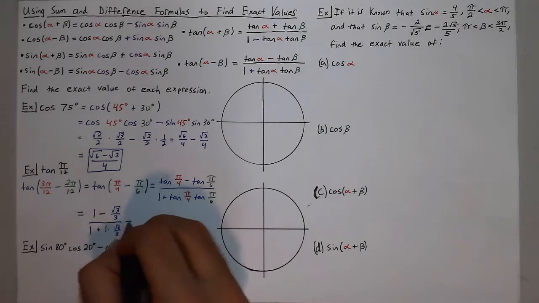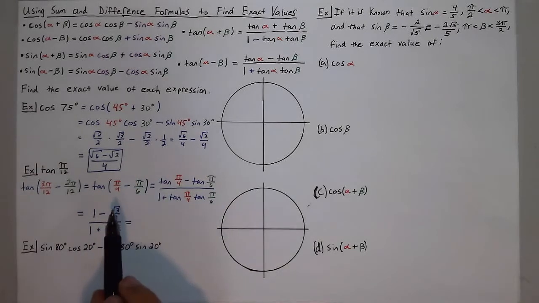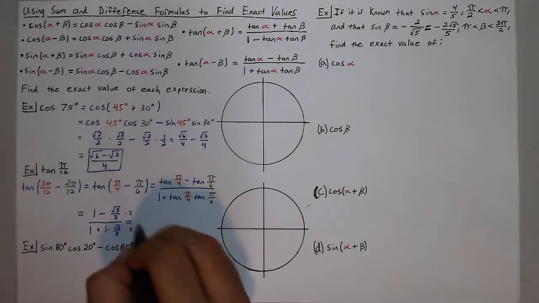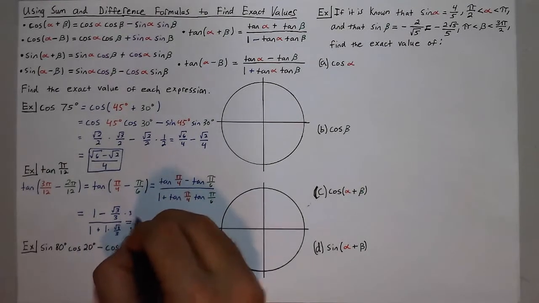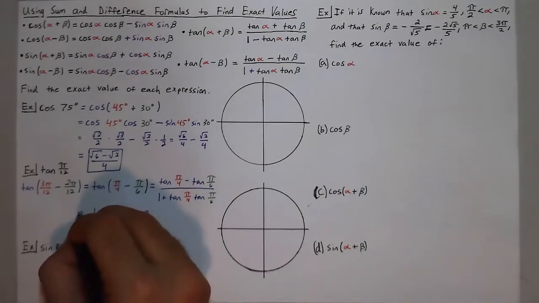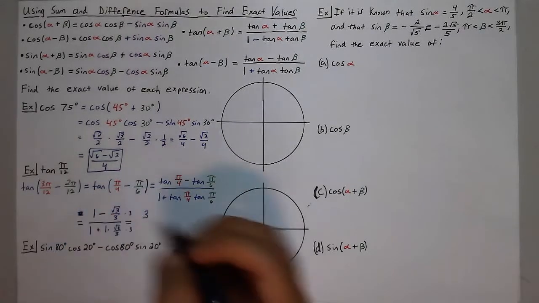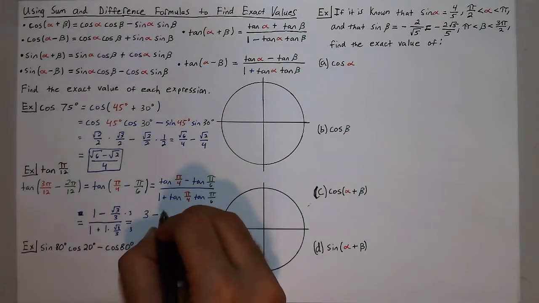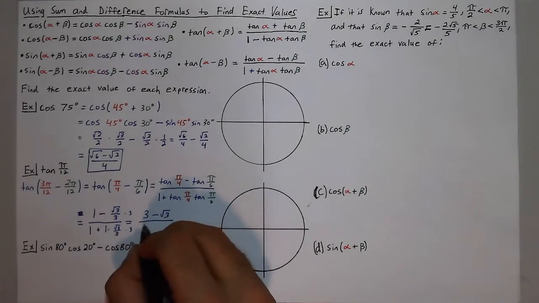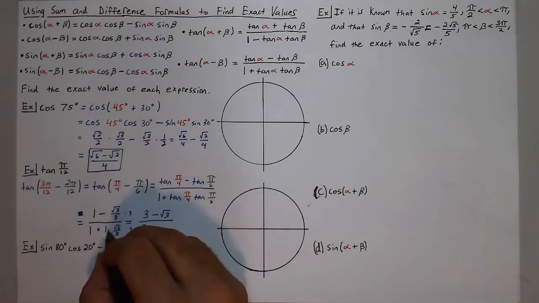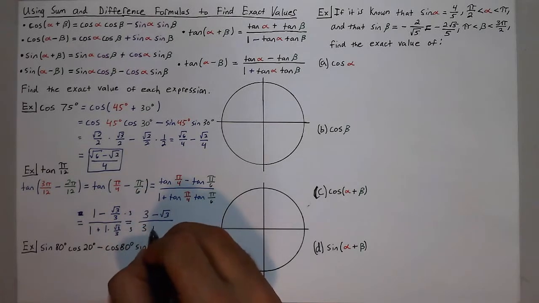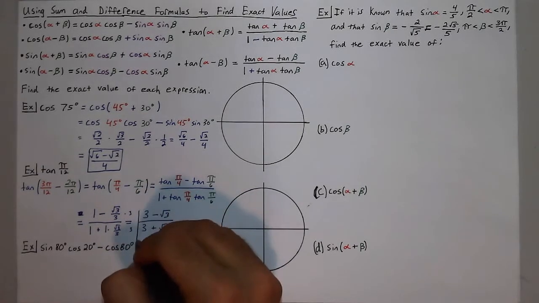Now, I do have a fraction within a fraction, so I'm going to multiply the numerator and the denominator by 3 to get rid of those fractions. So I have 3 times 1, which is 3, minus the square root of 3, because the 3's will cancel there, and 3 times 1, which is 3, and 1 times 3 square root of 3 over 3, the 1 goes away, and I'm just left with the square root of 3. So that would be the value of tangent of pi over 12.